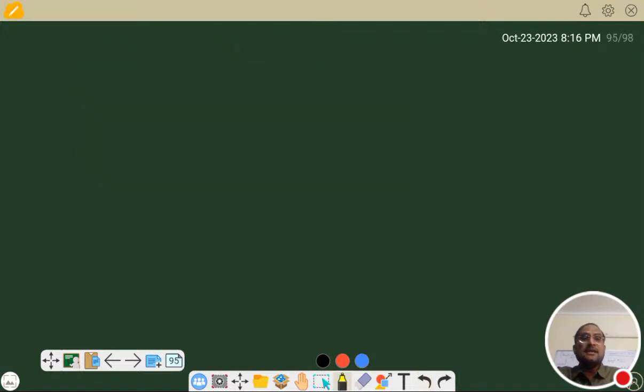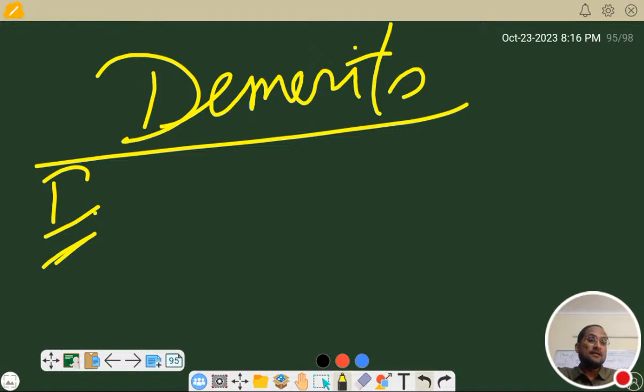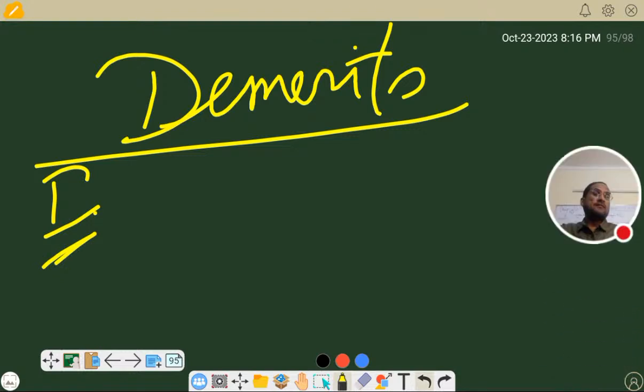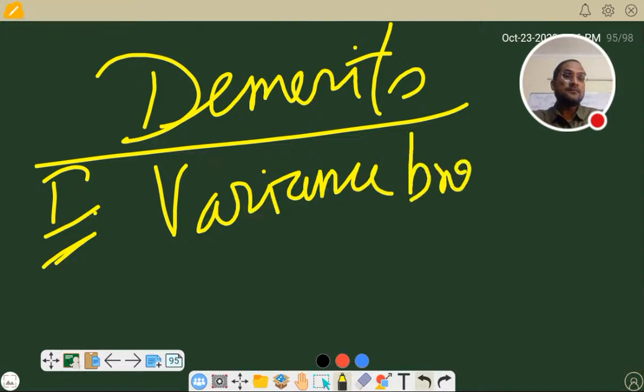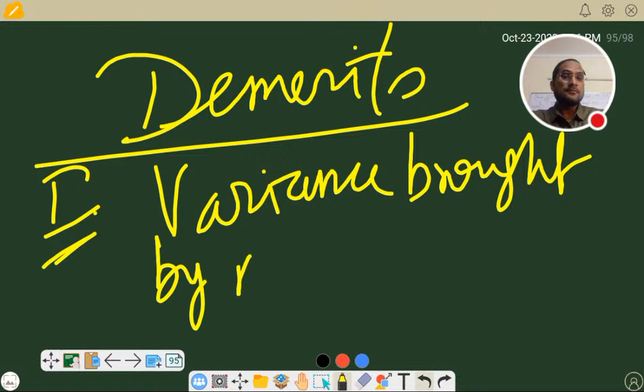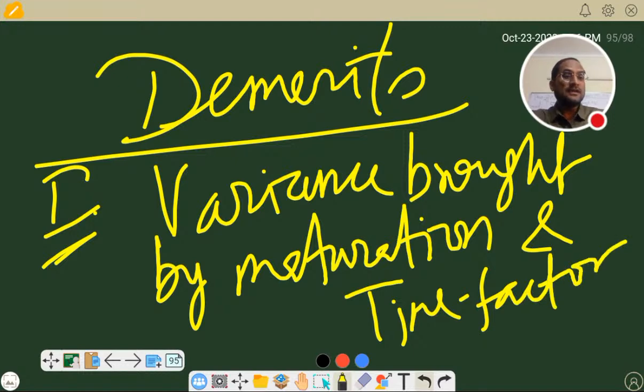Then the demerits. See, what was the method of study here? Longitudinal. So in the longitudinal study, when a set of children, as it was done in the marshmallow experiment, when some children who were showing delayed gratification in their young age became more successful, we are not taking into account the variance brought by the time factor. Variance brought by maturation and the time factor is not taken into account.